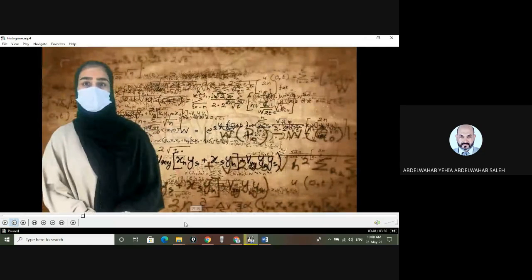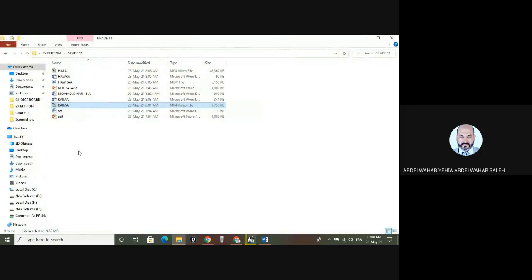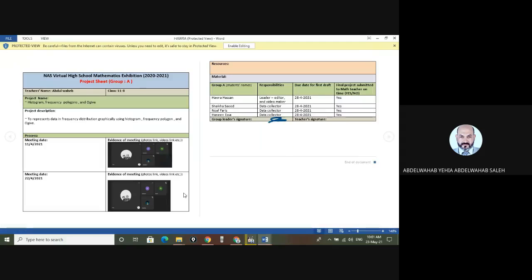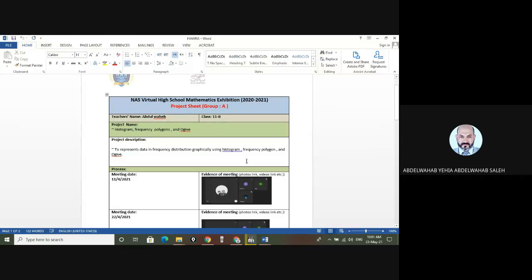I think it will be better to show the files directly in the Word form, and then see if they have it or not. Yes, here it is. We just want to check their work and try to understand what the video is talking about. First of all, the project name is histogram, frequency polygon, and ogive.